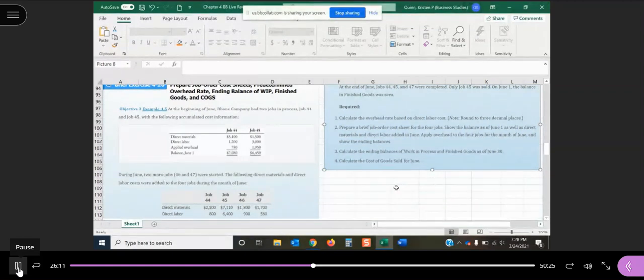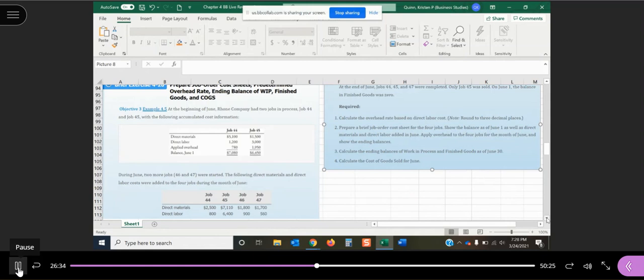So the first thing that they're telling us is that our predetermined overhead rate is based on direct labor cost. So I put that note for you at the start of that first example that said if your driver is in dollars, meaning cost, your predetermined overhead rate is going to be a percentage rate. So we're going to have a percentage rate.